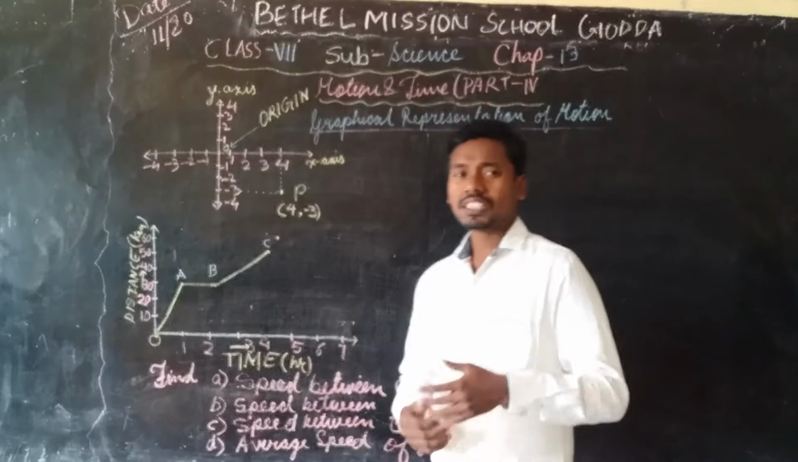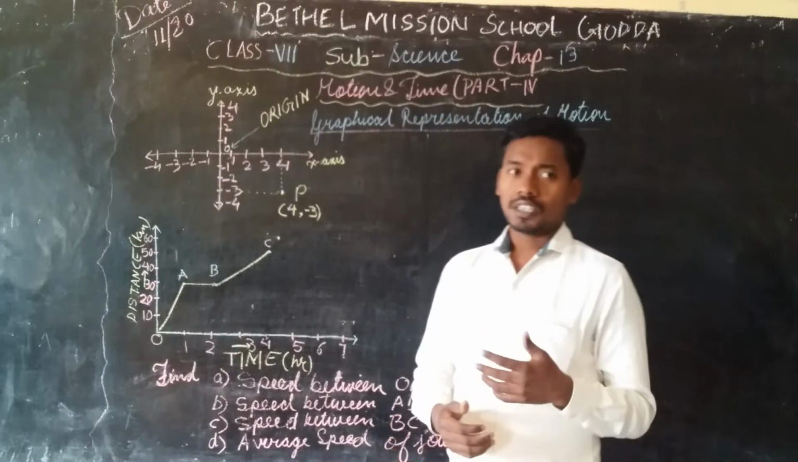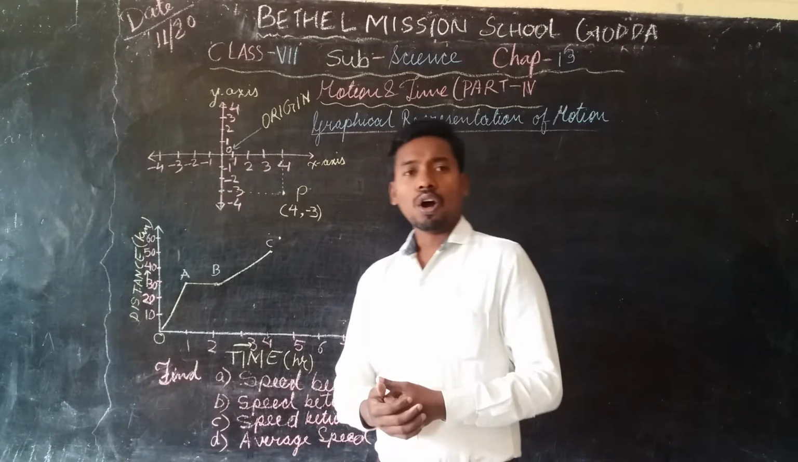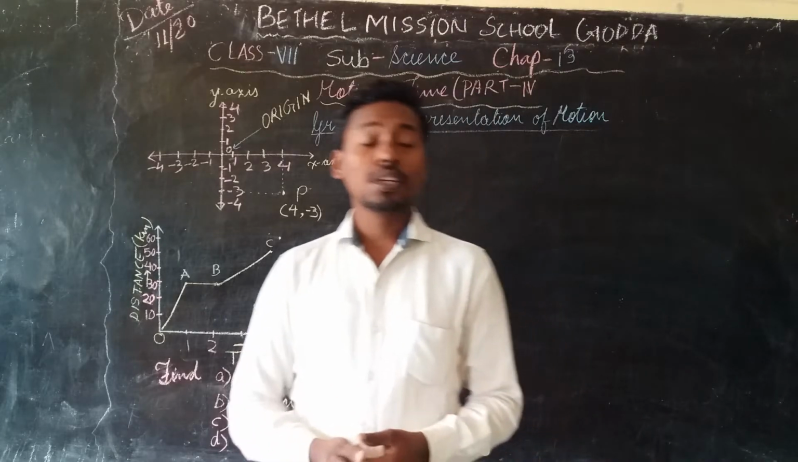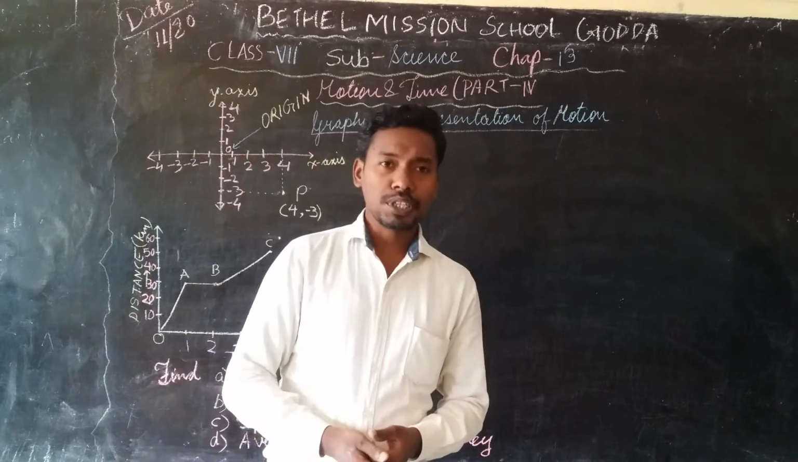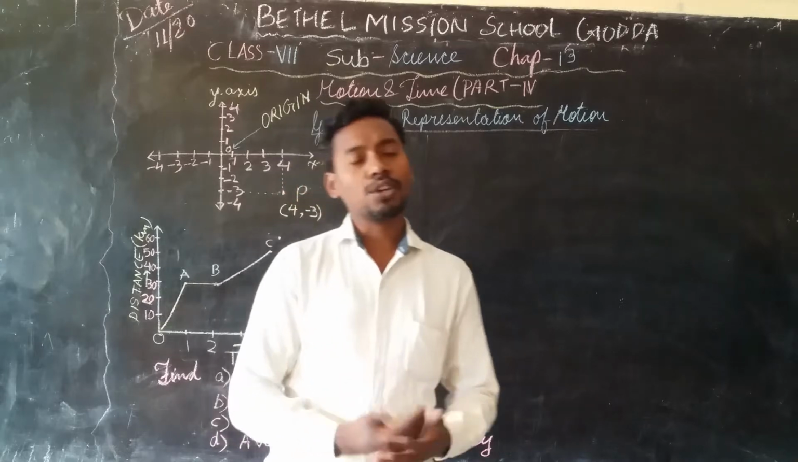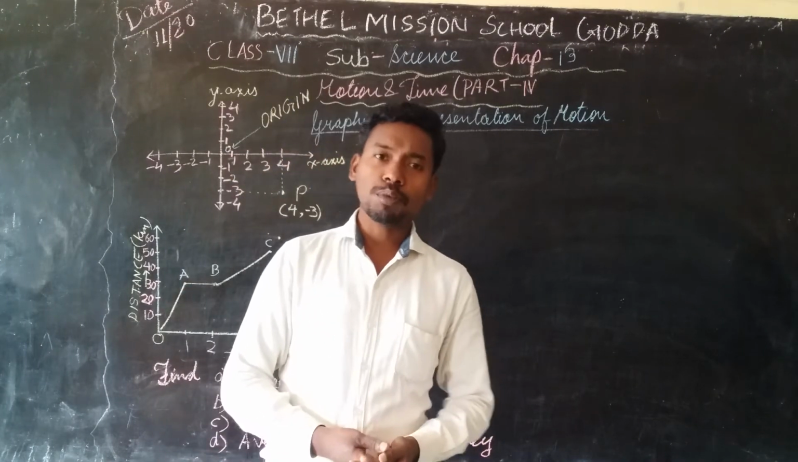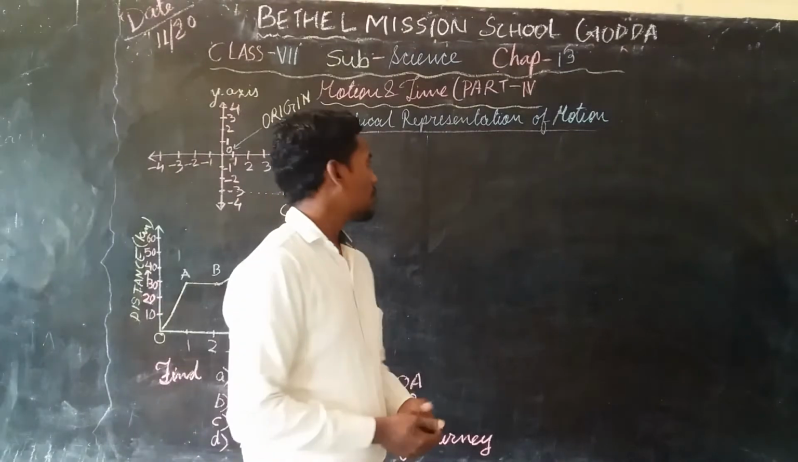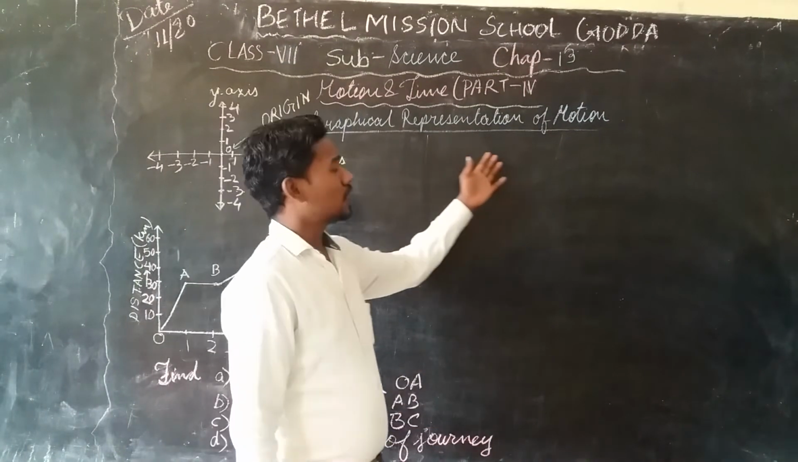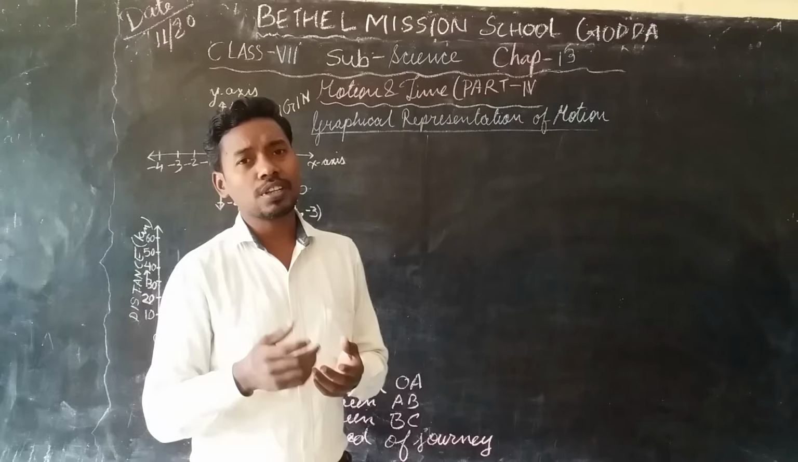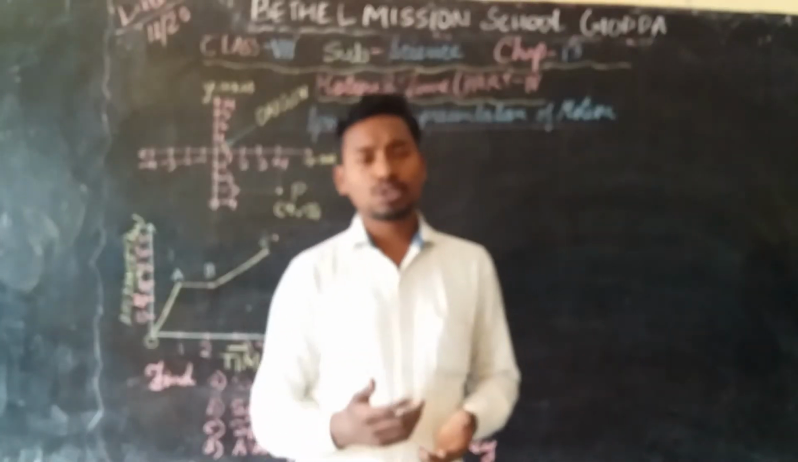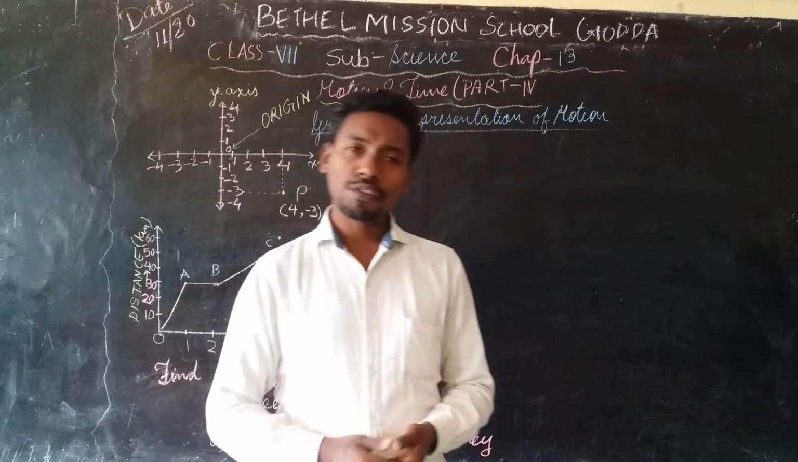Okay, so yesterday we did discuss about motion and time. We did discuss about average speed. Yes, we did one numerical also regarding it. I hope you are practicing that type of problems. So today we will be seeing graphical representation of motion, means how do we represent a particular motion that is happening in a graphical way.